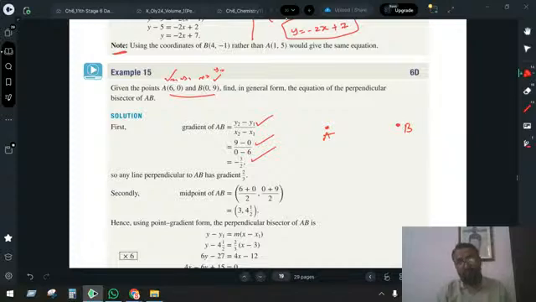Whatever you say, I will write. I will draw. This is A. This is B. Yeah, and then the perpendicular would be like the negative reciprocal.